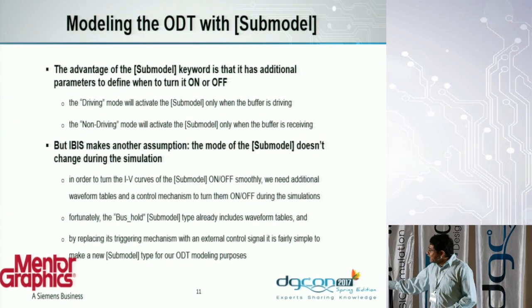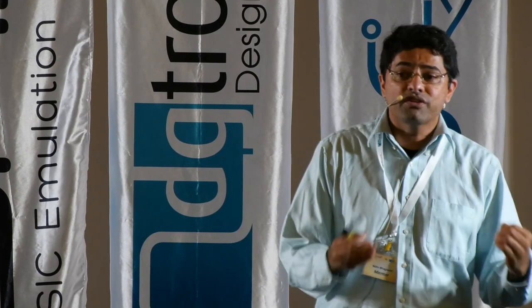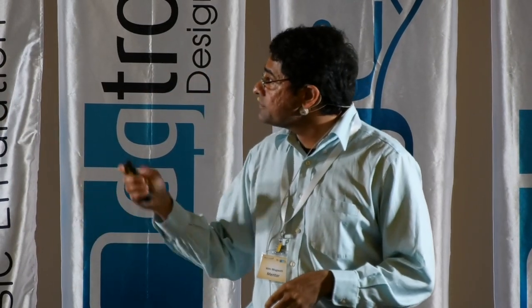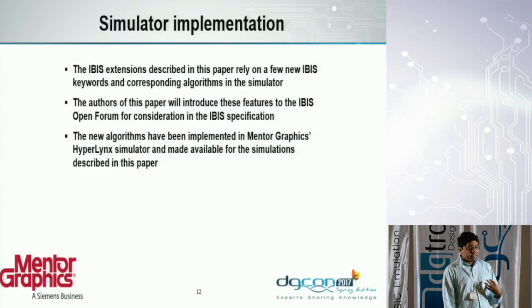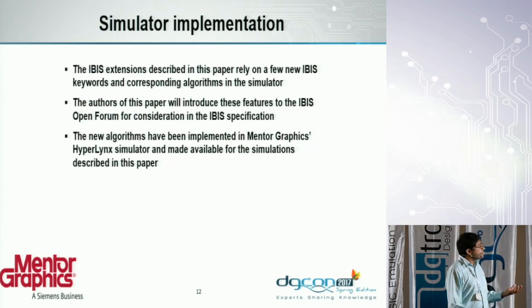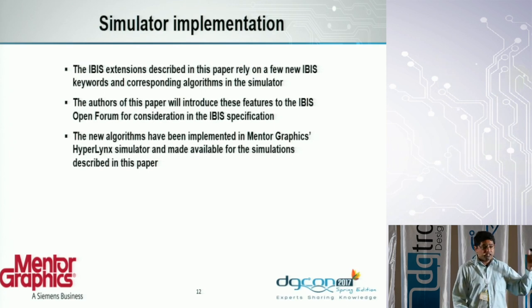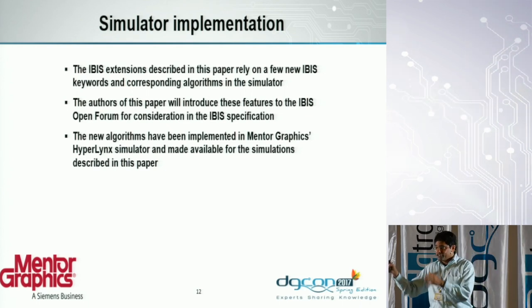So this is another change that has to happen in IBIS, some small change in IBIS, in order to fully support this ability to say, okay, I'm ODT now, now I'm driving, now I'm high impedance. Also, the simulator needs to make some changes. We have to be able to accommodate these new IBIS keywords, these new IBIS things which include these brand new waveforms which go from zero to a high impedance or from ODT to high impedance and so on.